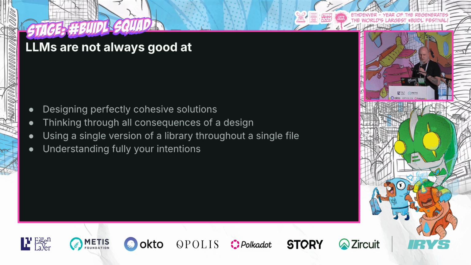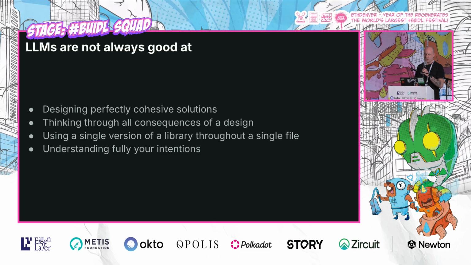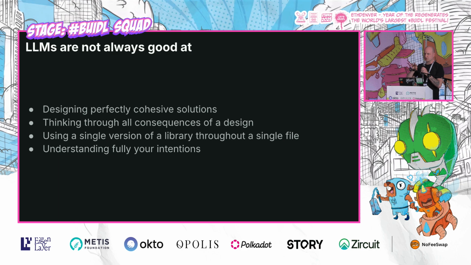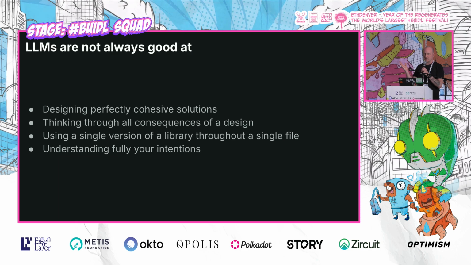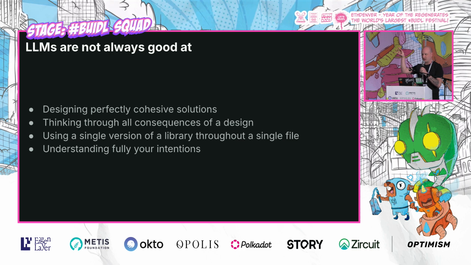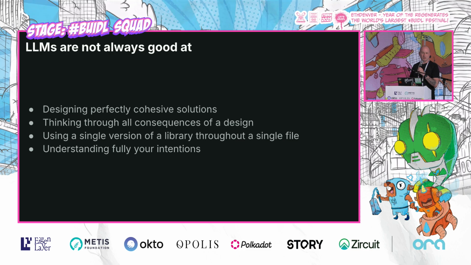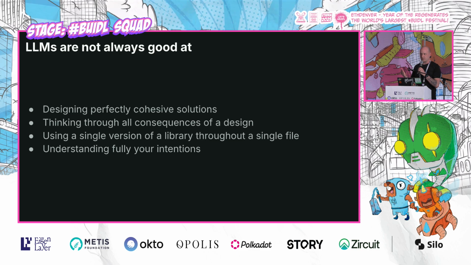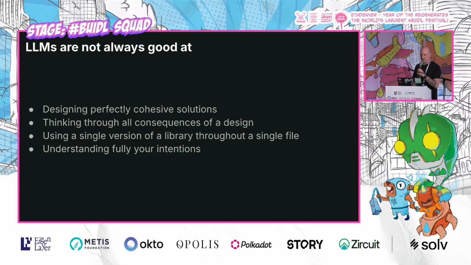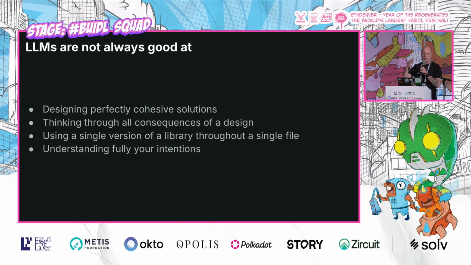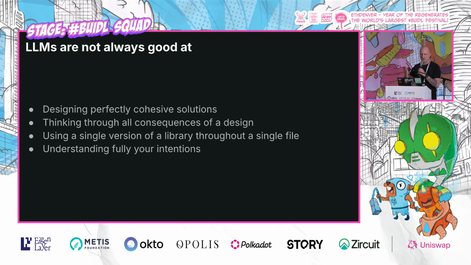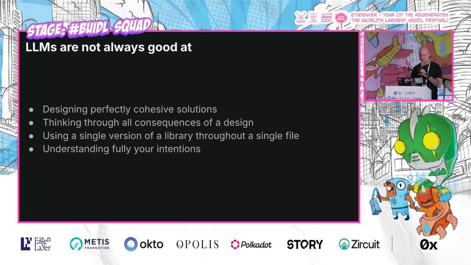So LLMs are not always great at designing perfectly cohesive solutions, meaning that it'll accomplish a few tasks, but when you look at the whole end-to-end, some of the parts from the beginning might not actually match up with the end. It can't always think through the consequences of a design. Meaning that it'll give you working code, but sometimes there's some really hidden troubles in it. And one particular problem is that sometimes even in a single file, it will generate code that uses different versions of the same library, so that code couldn't possibly compile and run the way it is. And it also doesn't always fully understand your intentions.